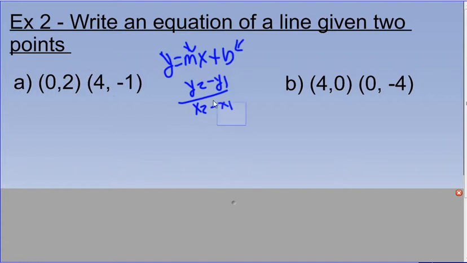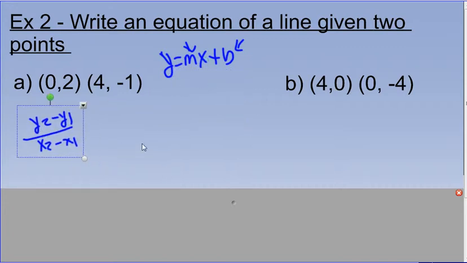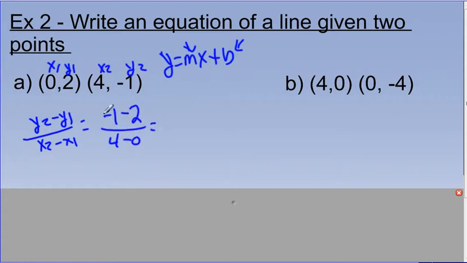Okay? How do we find the intercept? Well, let's do slope first. Let's keep ourselves on target here. So let's see, x1, y1, x2, y2. So we got negative 1 minus 2 over 4 minus 0. That gives us a negative 3. That gives us a 4. So we have our slope. Our slope is a negative 3/4.